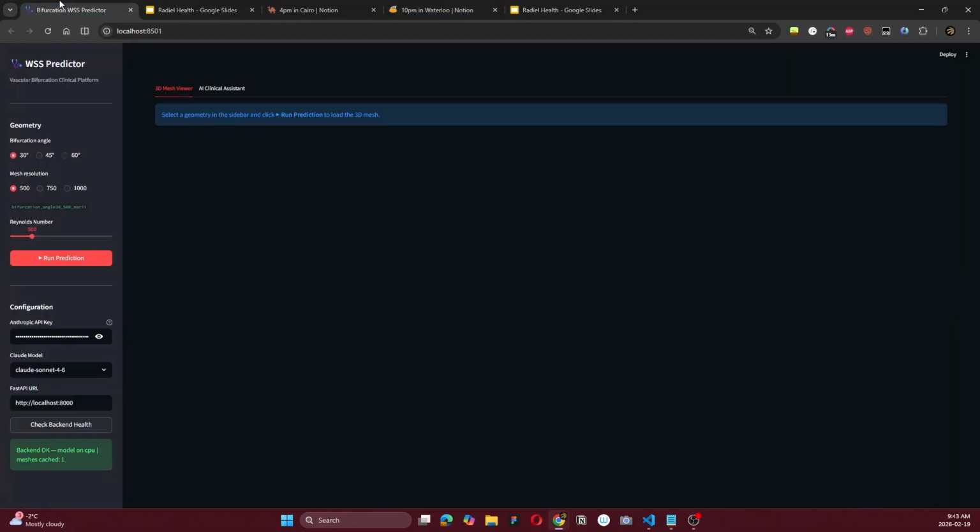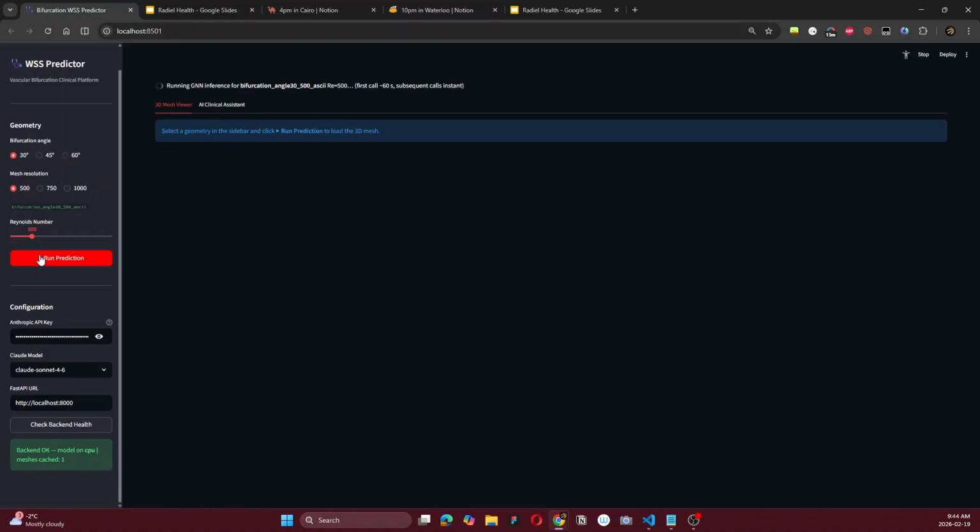So I'm going to choose a random bifurcation angle, let's say 30, max position of 50, 500, which is like the size of the child, and a Reynolds number of 500. Reynolds number is like a knob for the smoothness of the flow. So it's a relatively smooth flow. And let's run the prediction.